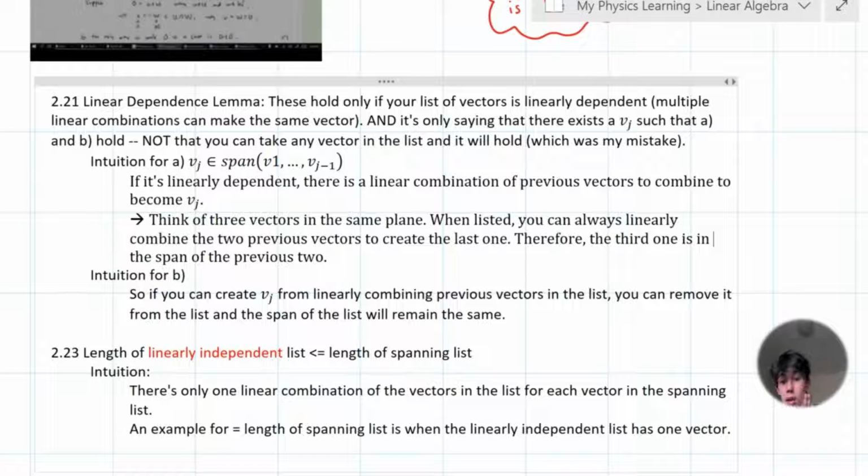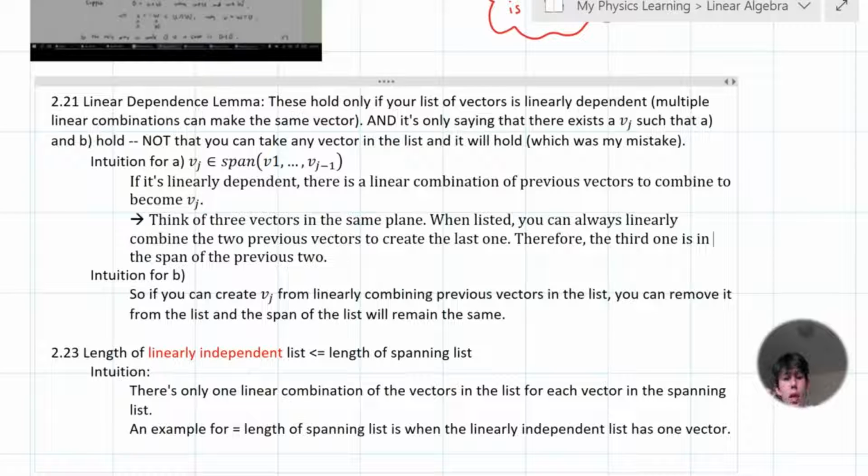And here's the intuition for A. So this is how I take notes. I read it and then I read the proof maybe, but it doesn't really click. So then you talk about the intuition. You try to intuitively think about it. And here's the intuition for A.